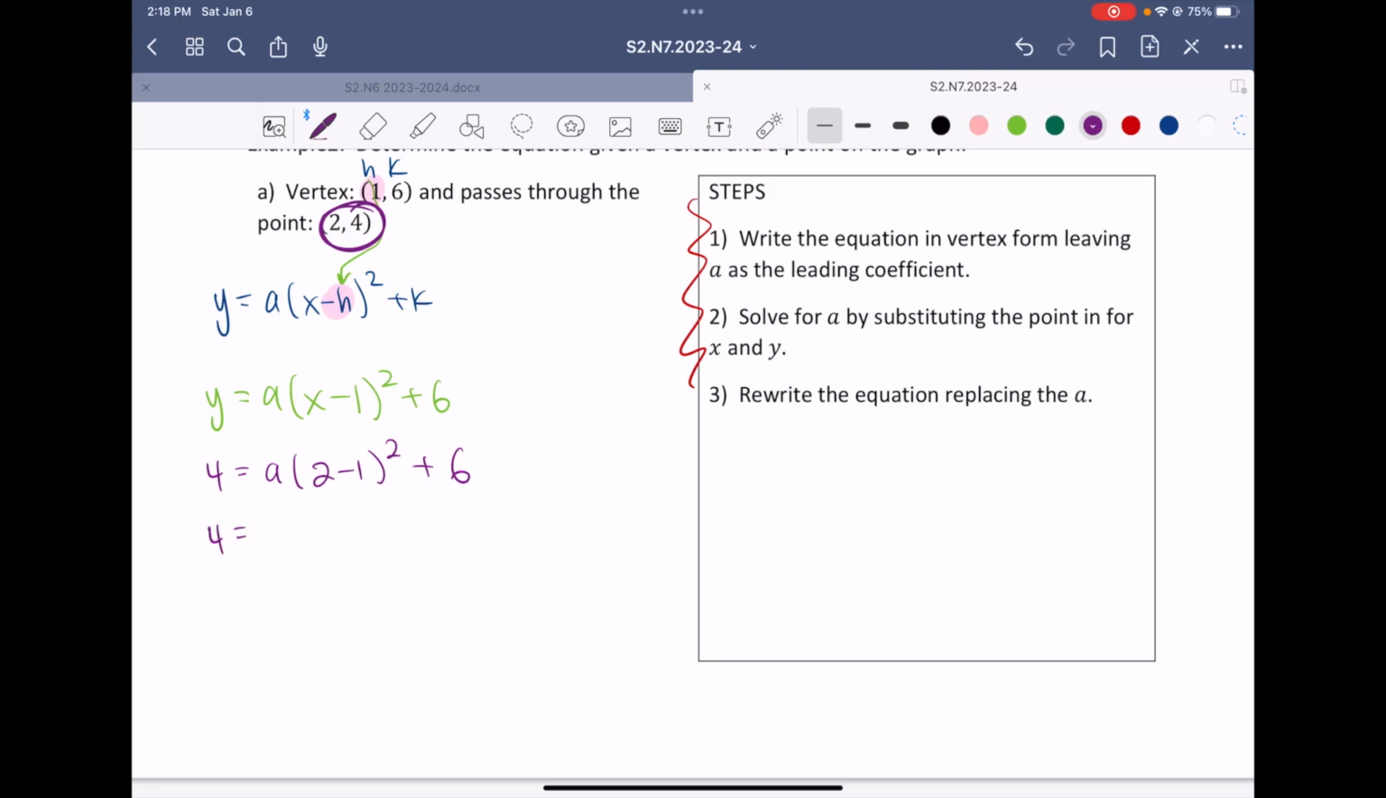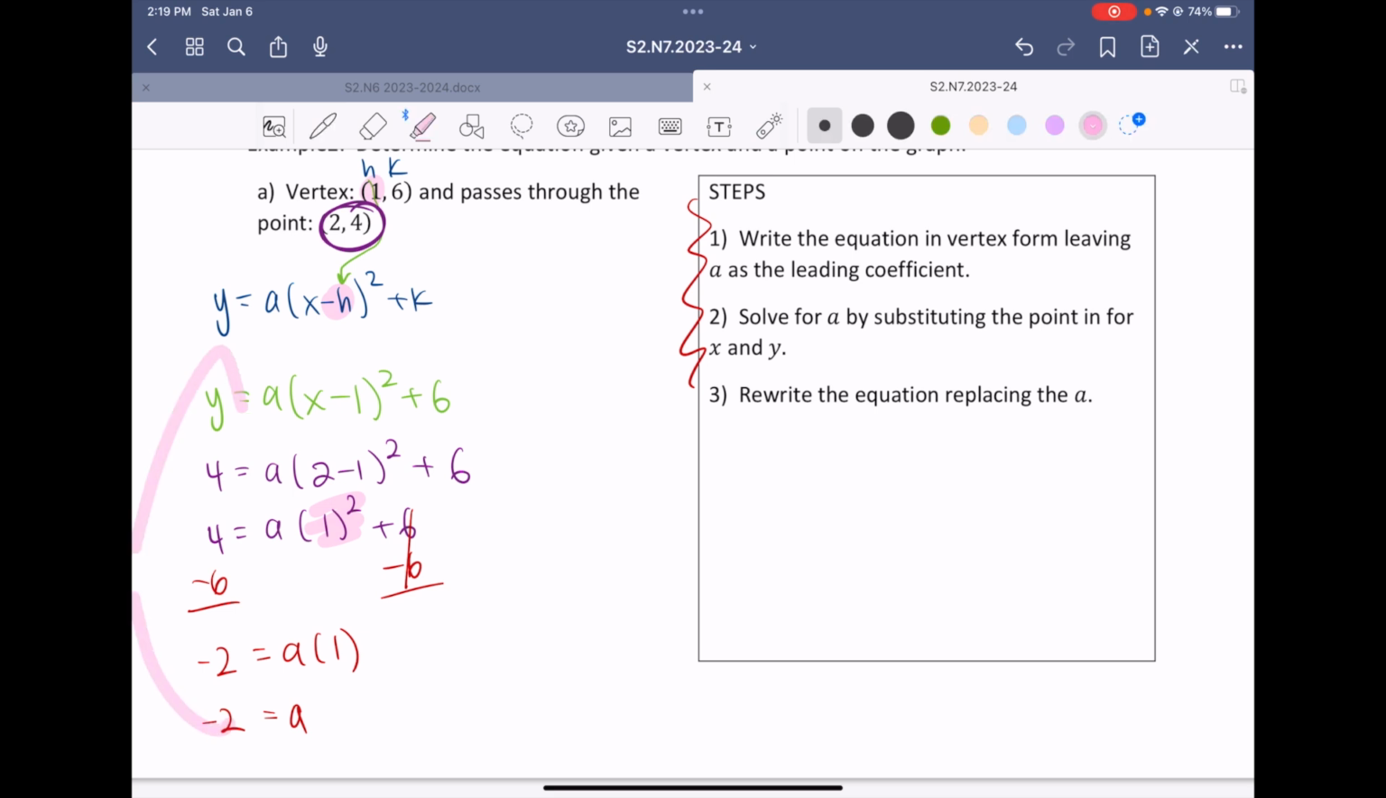So 4 equals a times 1 squared plus 6. We can do a 2 for 1 on this one. We can subtract the 6, and we can square this at the same time as I rewrite it. So -2 equals a times 1, which just means a equals -2, right? Because 1 squared is just 1. So my final answer then would be, take that bad boy, put him up here. Final answer, y equals -2 times x minus 1 squared plus 6.